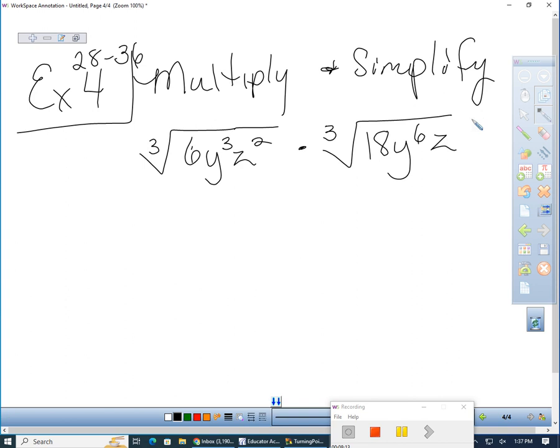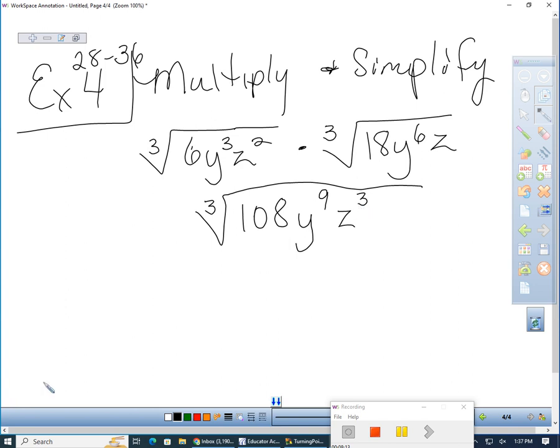All right, so first we multiply our outsides. 1 times 1 is still 1. Now we're going to multiply our insides. 6 times 18. Y to the third times y to the 6th. Y to the what? Nope. You add your exponents. Then I have z squared times z is z to the third.